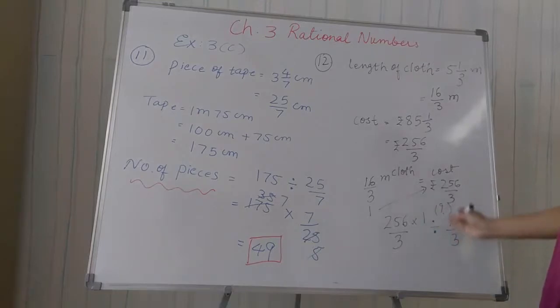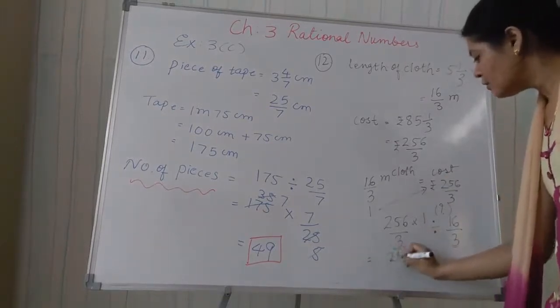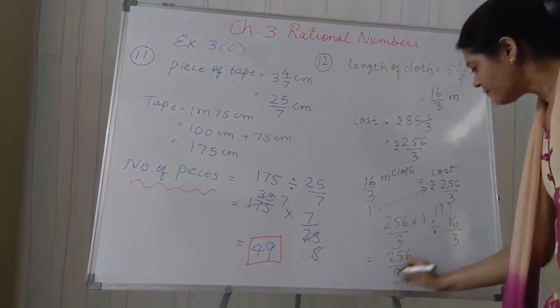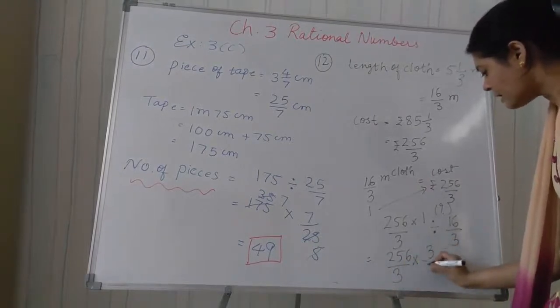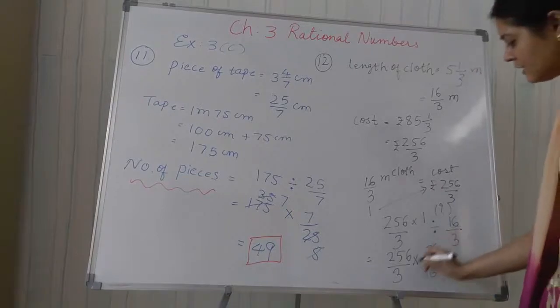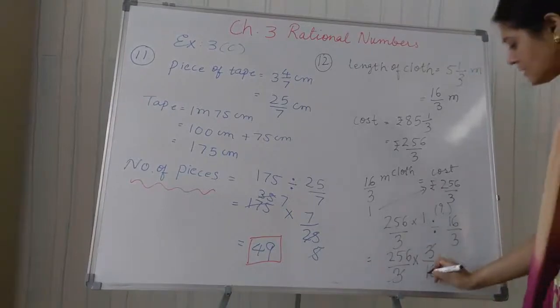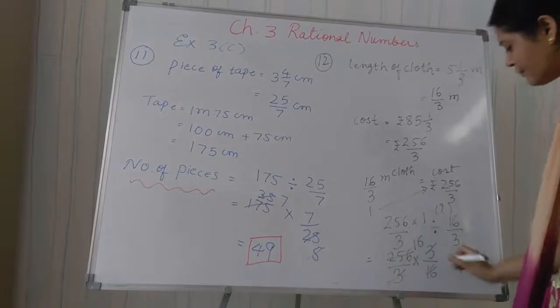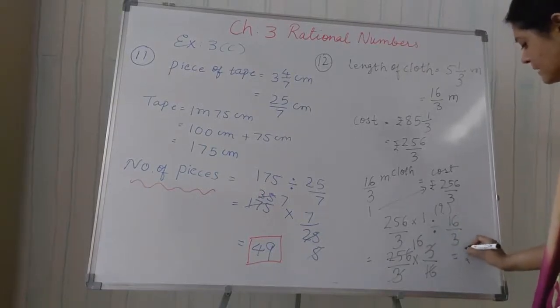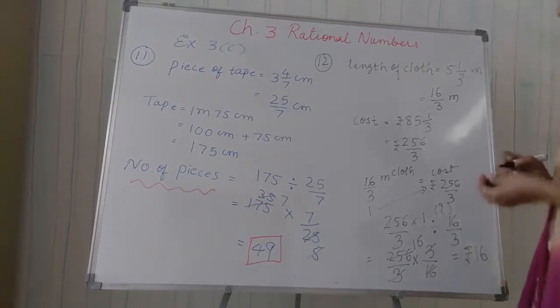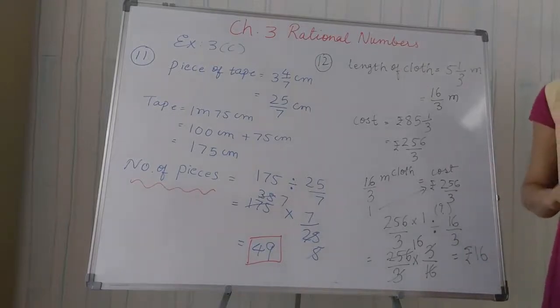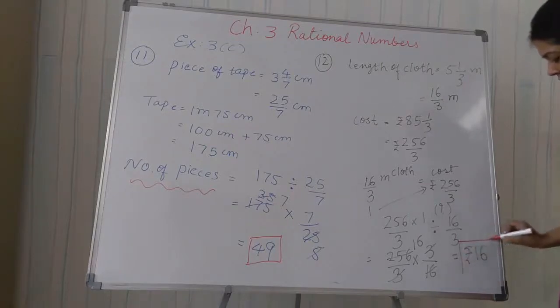Okay, so now this division, how do we solve? We multiply here and take the reciprocal of this. So here 256 by 3 multiplied by 3 by 16. So this 3 gets cancelled and 16 16s are 256. So that is rupees 16, the answer for 1 meter cloth. It means we get our final answer, that is 1 meter cloth is rupees 16.